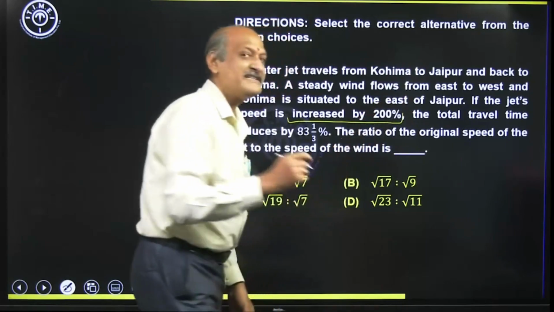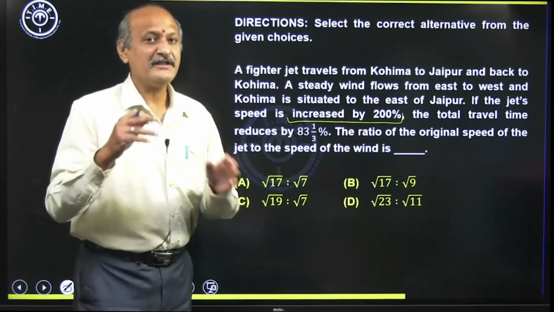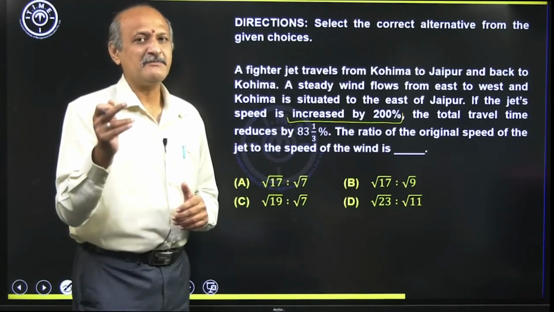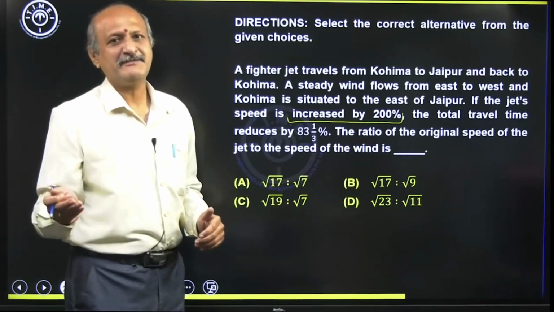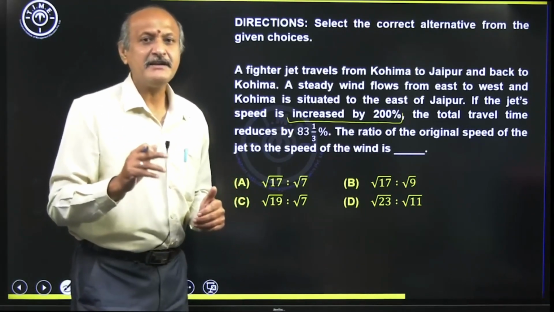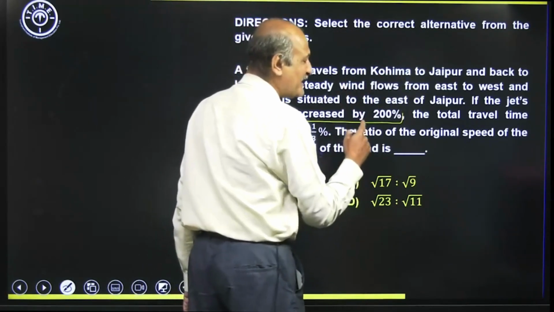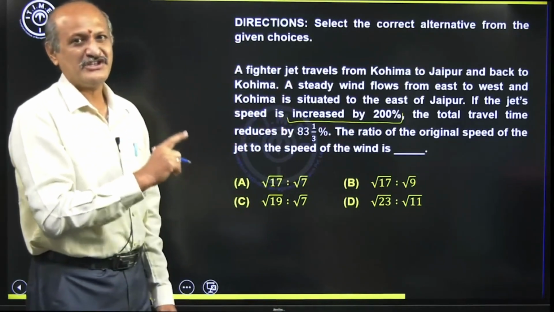Given that the speed is increased by 200%, the new speed will be thrice the original speed. Increased by 200%, so the new speed will be 300%. 300% as a factor, we can take it as 3. So the jet's new speed is equal to 3 times the original speed.